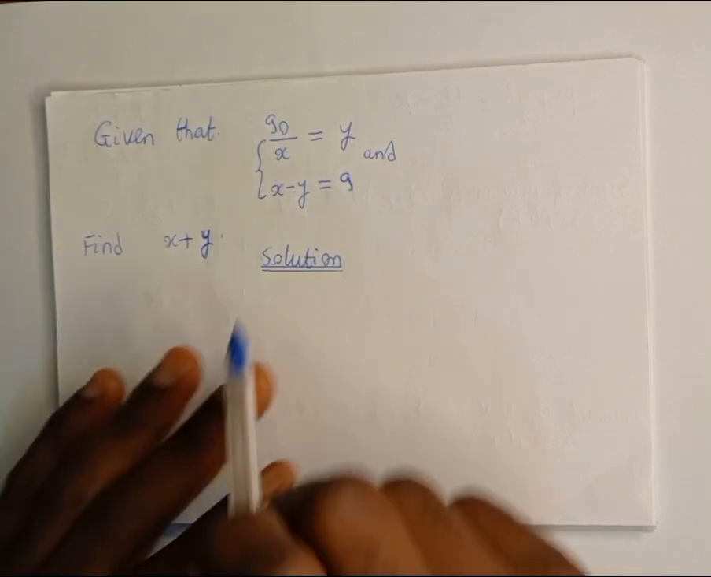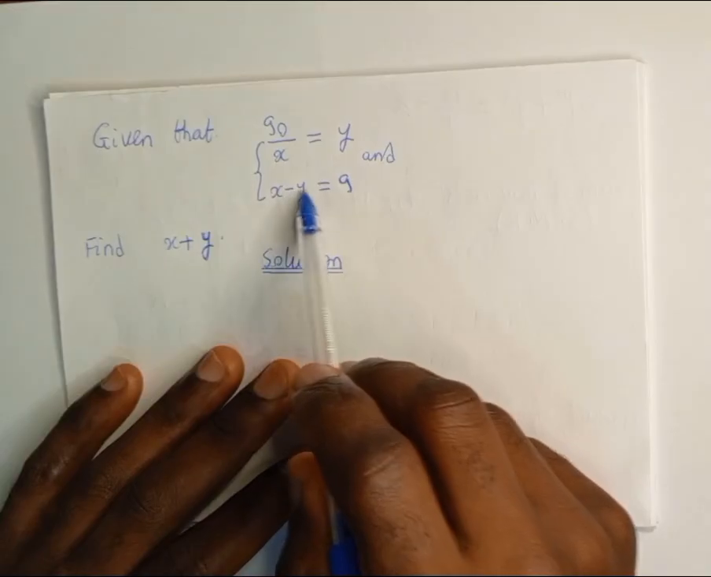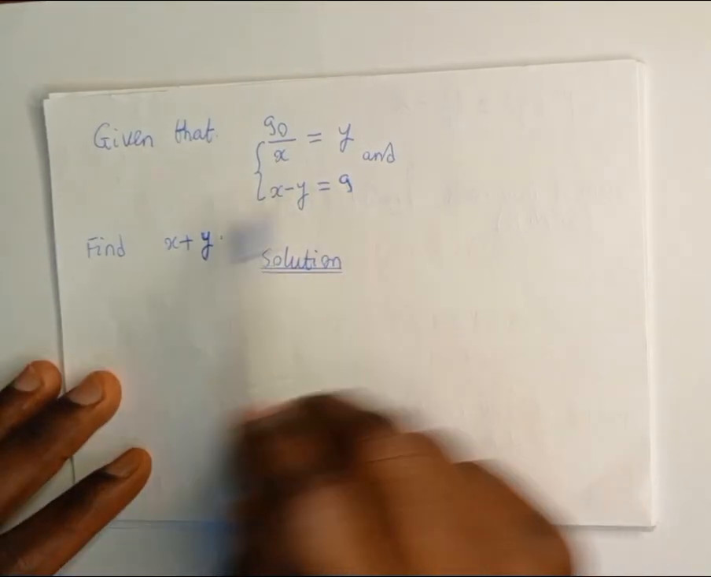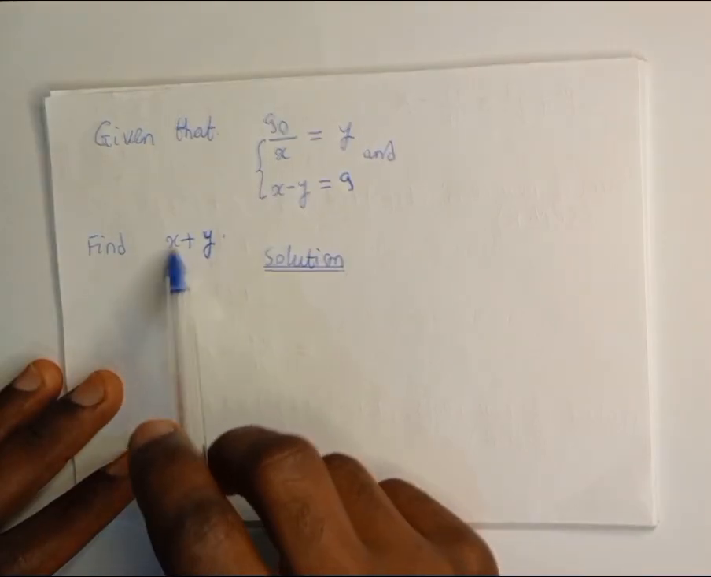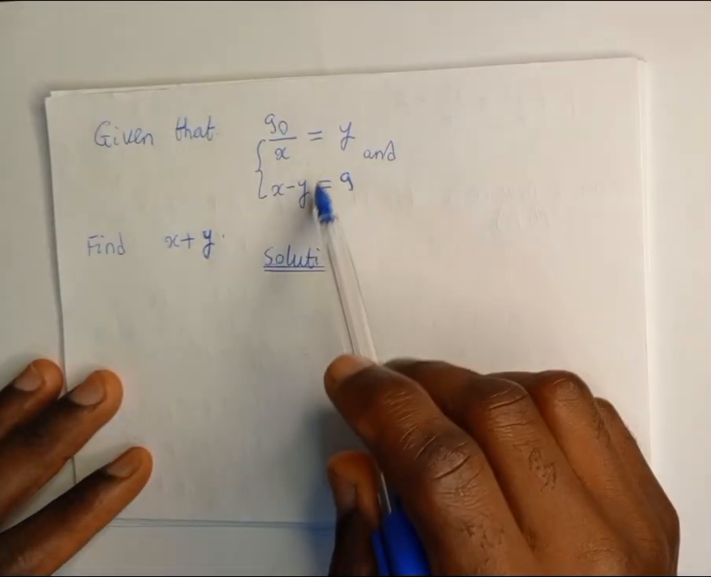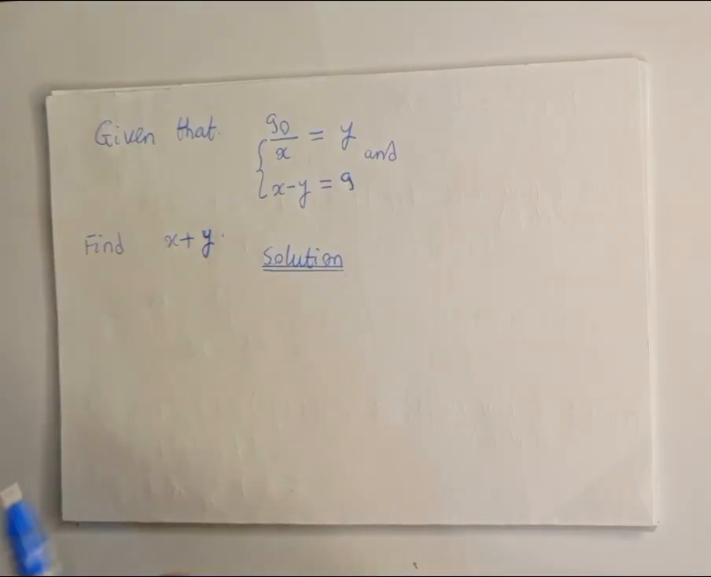Given that 90 over x is equal to y and x minus y is equal to 9, we have to find x plus y. For us to find x plus y, we need to make use of these two equations to solve for the values of x and y. After solving for the values of x and y, then we take their sum.